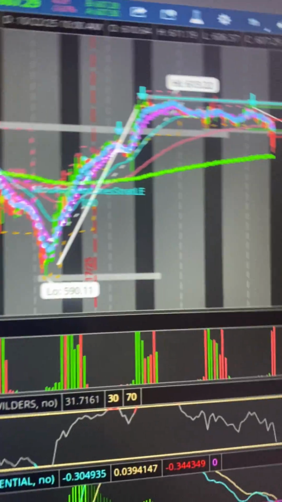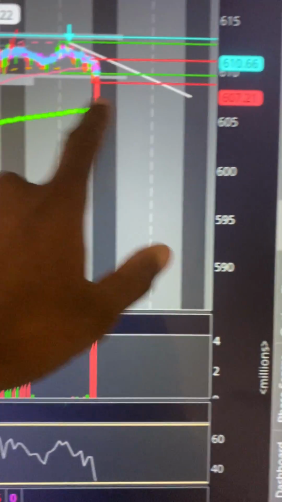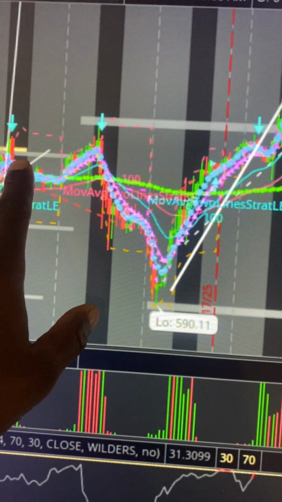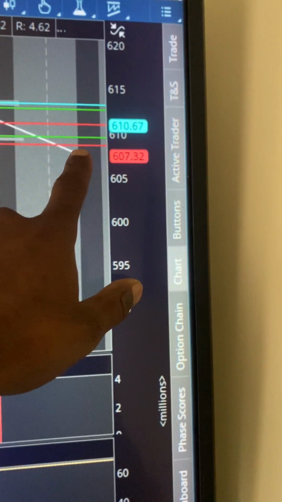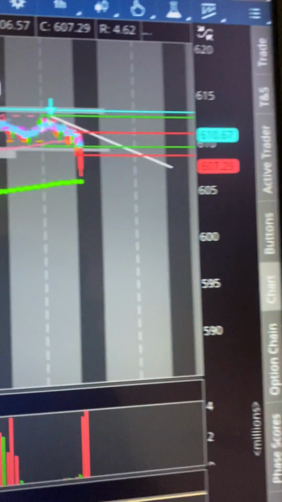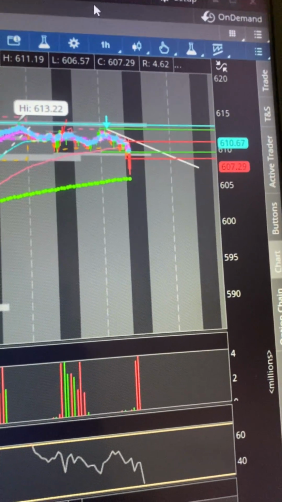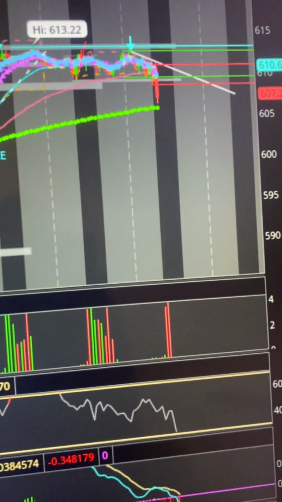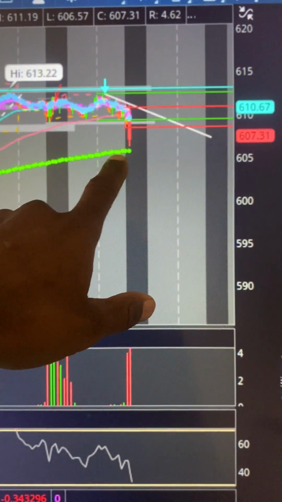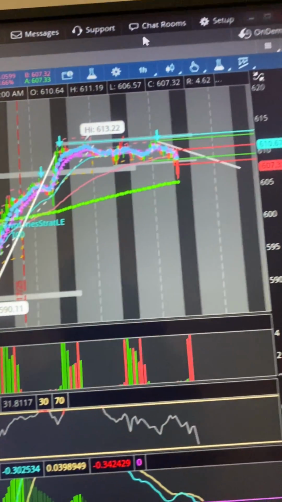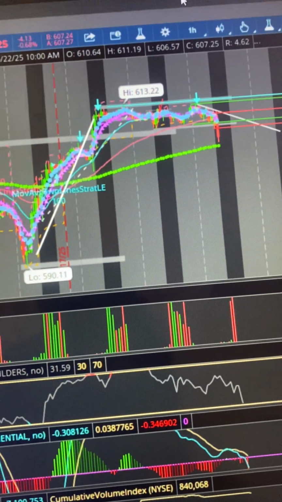Okay, so around 6:05, we had the area entrance. Then we had one around, say, around 6:09. So now it's still, this green line is the 200 moving average. It's still above that. So, you know, but that's a good move down.